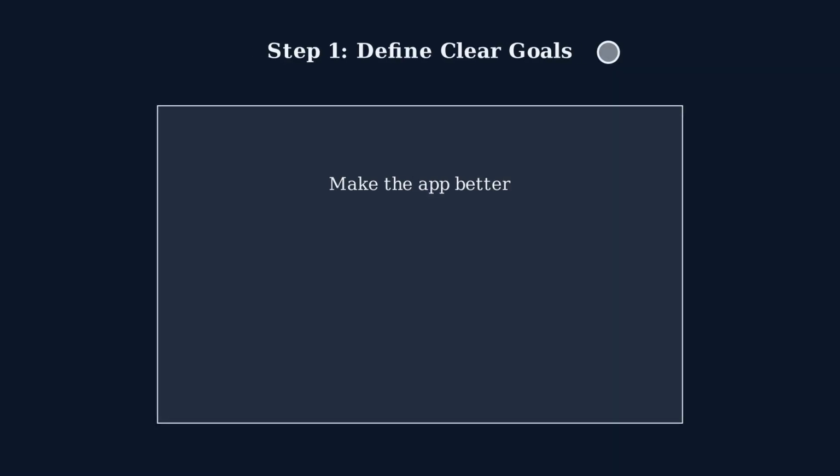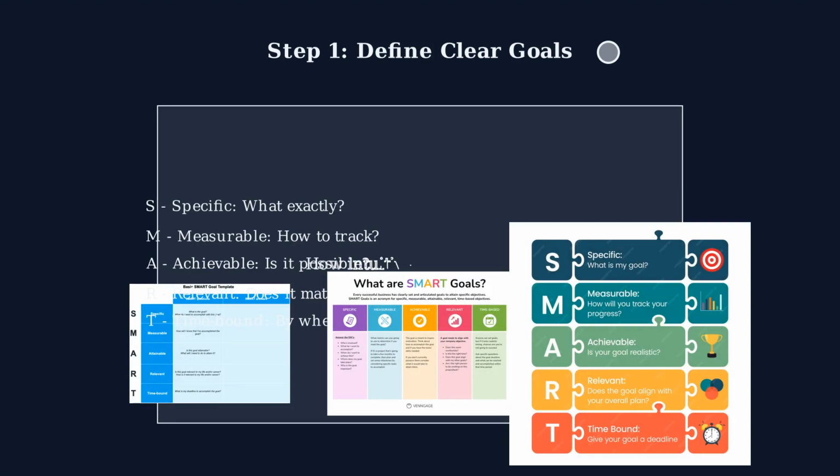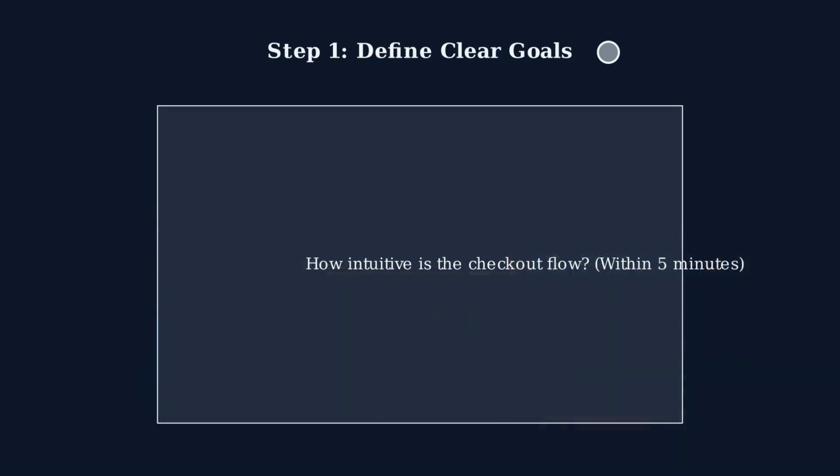Before diving into usability testing, you need to define clear goals. What specific aspects of your product are you evaluating? A vague goal like "make the app better" leads to vague results and wasted effort. Instead, use the SMART criteria to make your goals specific, measurable, achievable, relevant, and time-bound. For example, instead of a broad goal, ask something specific like, how intuitive is the checkout flow? This is measurable by success rates, achievable within your resources, relevant to user experience, and time-bound by setting a deadline.